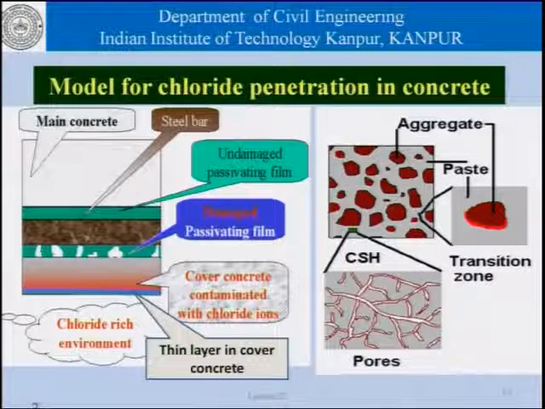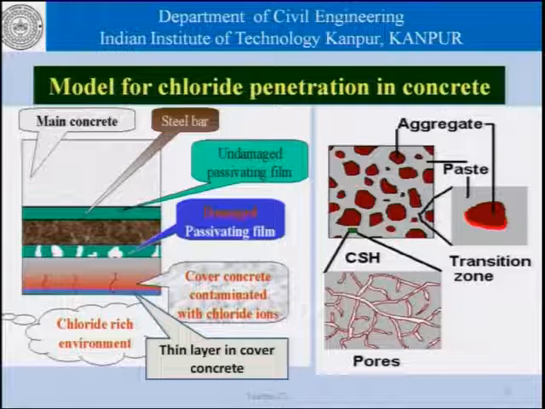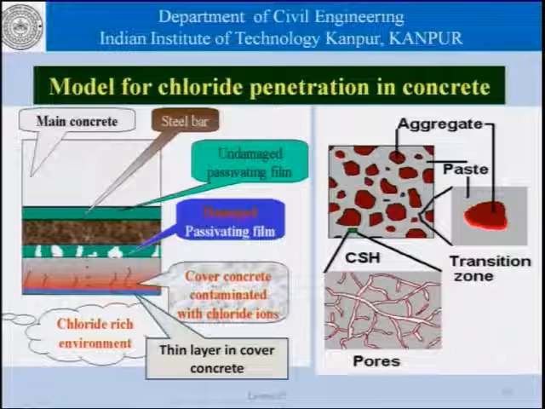What we are looking at is something like this: there is a thin layer of cover concrete, then as time goes on, more and more chlorides penetrate from this surface layer inside the concrete, and what we have is a cover concrete contaminated with chloride ions. The concentration of these chloride ions could be different at different points in the cover concrete, and it stands to reason to believe that as we go deeper into the concrete, the extent of penetration of chloride ions will be lesser, that is, the concentration will be lower.